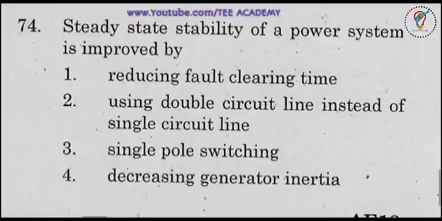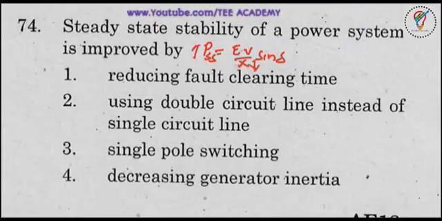And the next question: the steady state stability of a power system is improved by. So we use a basic formula again, as they are asking steady state stability. P is equal to PSS is equal to EV by X into sin delta, and without disturbing the voltage and the delta here, simply we need to reduce the reactance. If you reduce the reactance, it will increase the steady state stability.